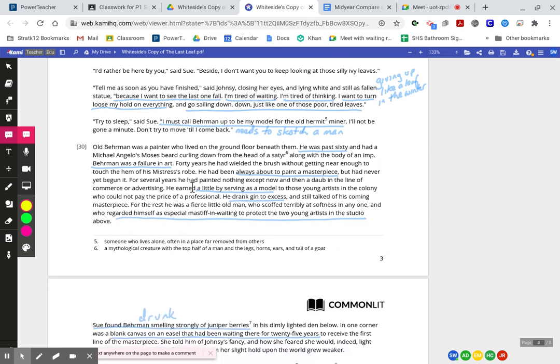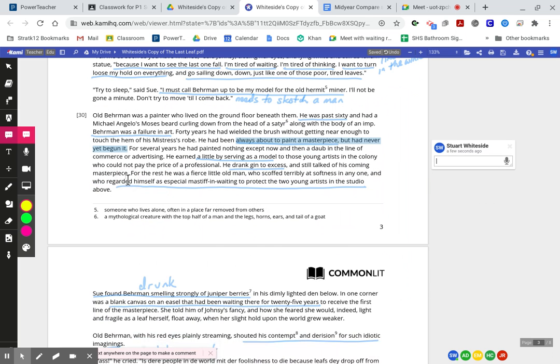And there's a man downstairs, old Behrman, who was always about to paint a masterpiece, but never had begun it. So here is a failure, a man who is a failure. He had never accomplished anything. So Behrman as a character is an example of failure. So he's a symbol or a metaphor for failure.